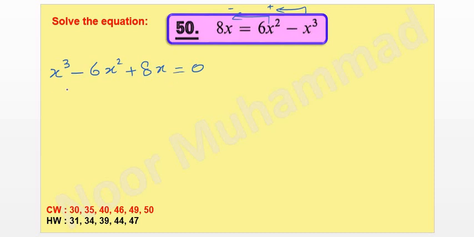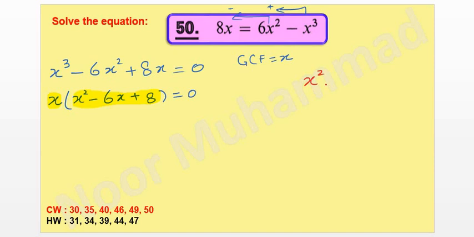Now what is the GCF here? The GCF is x. So let's take out x, and what can we write over here? x squared minus 6x plus 8 equals 0. Now we have this factor and we have this factor, right? But this factor can be factorized more. How? We can use the AC method. So we can write this factor separately over here, and we can factorize it, right?